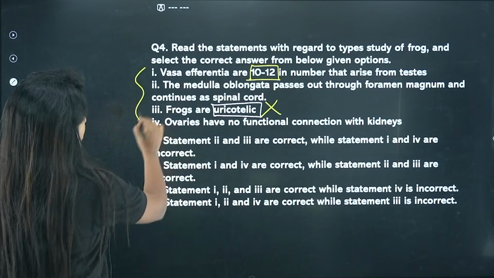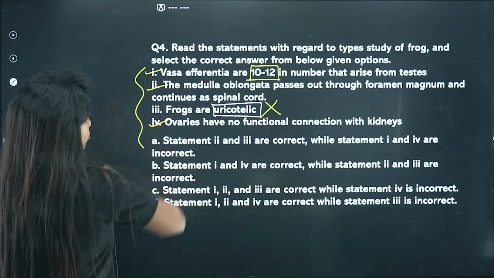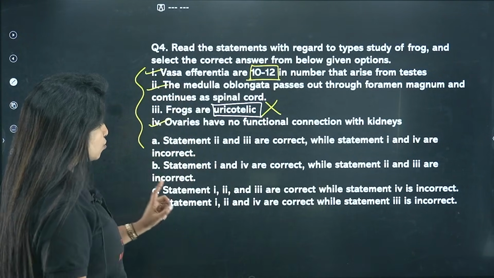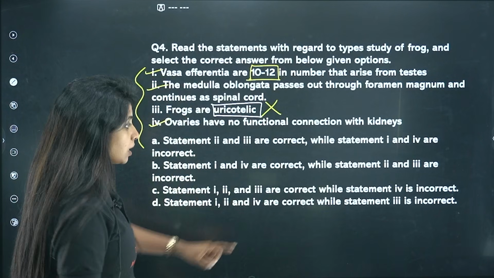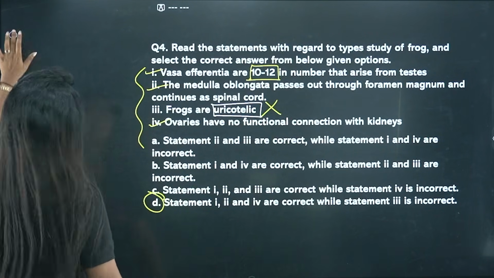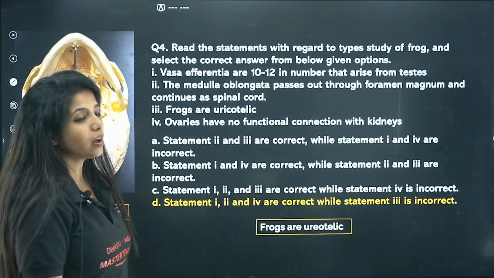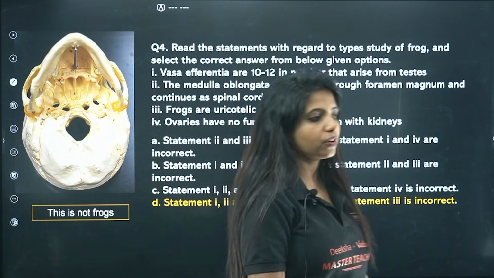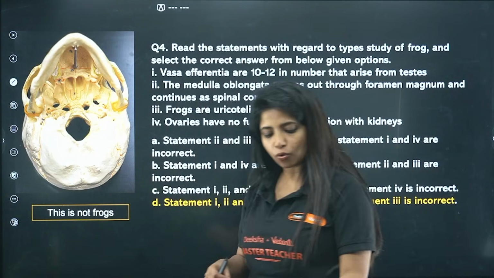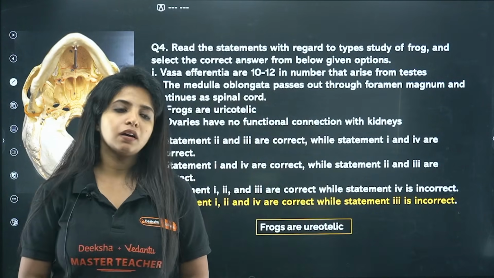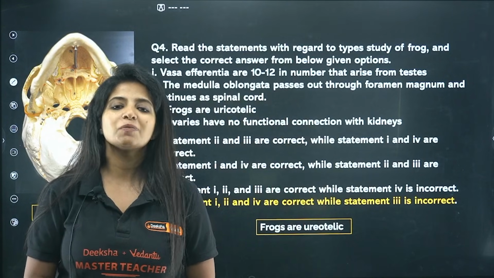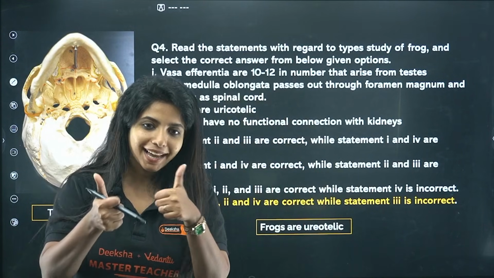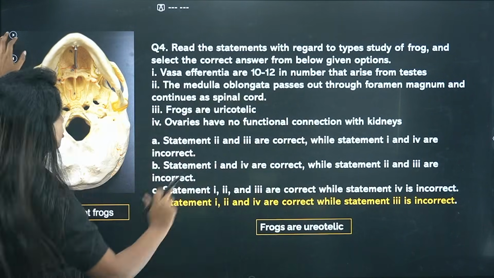So that is correct. Basically, can I say that statements 1, 2 and 4 are correct, while statement number 3 is wrong? Why is it wrong? Because frogs are ureotelic. Just like us, frogs are also ureotelic. They are okay with removing the nitrogenous waste with some amount of water. They are ureotelic, not uricotelic.